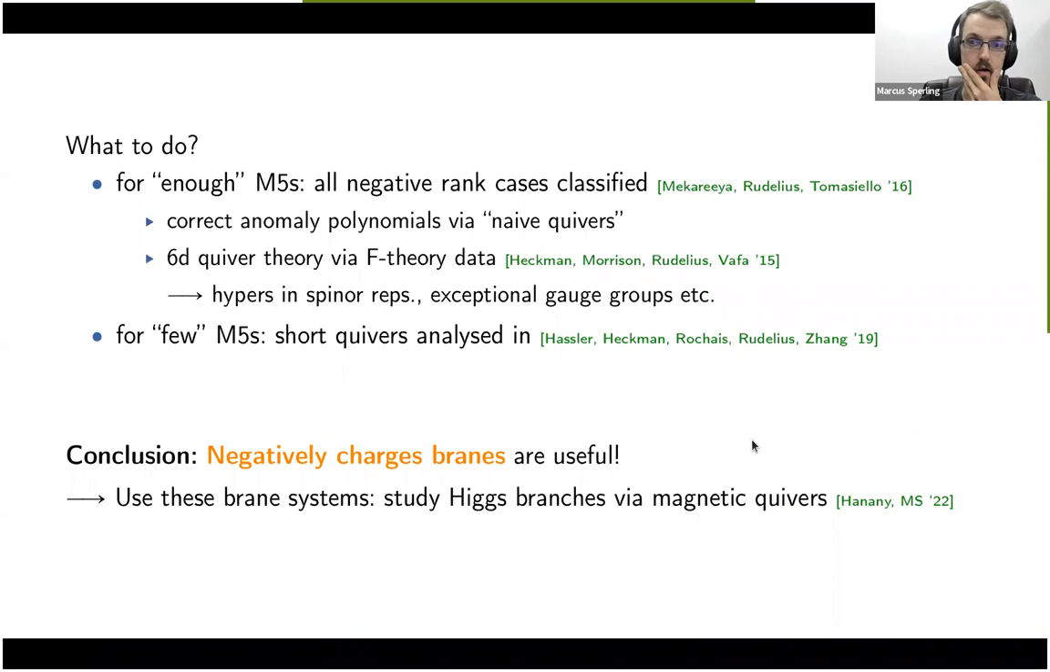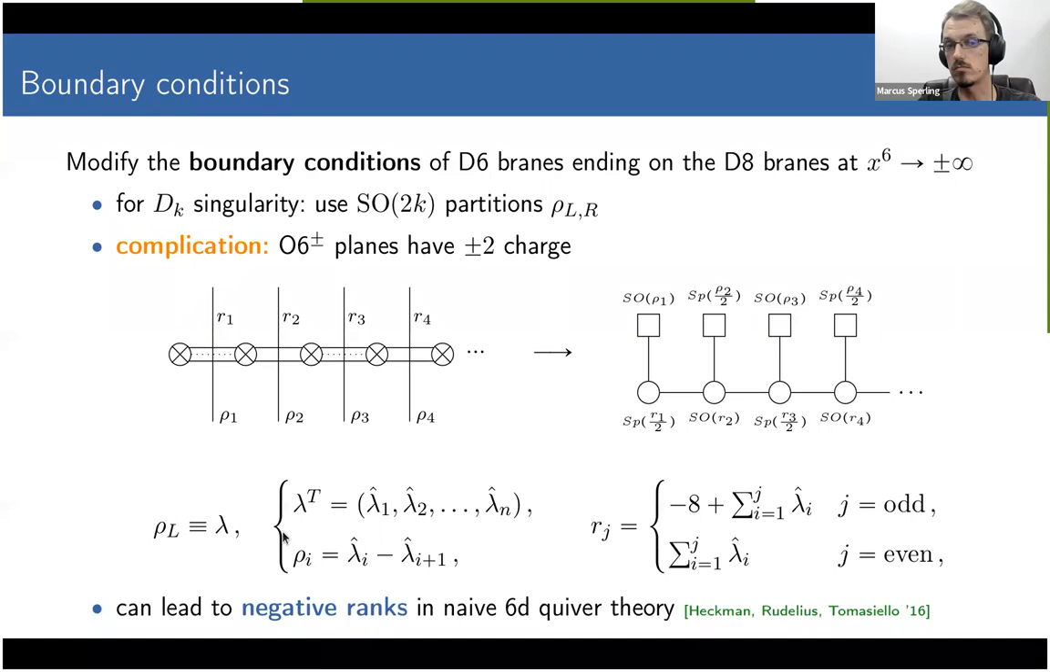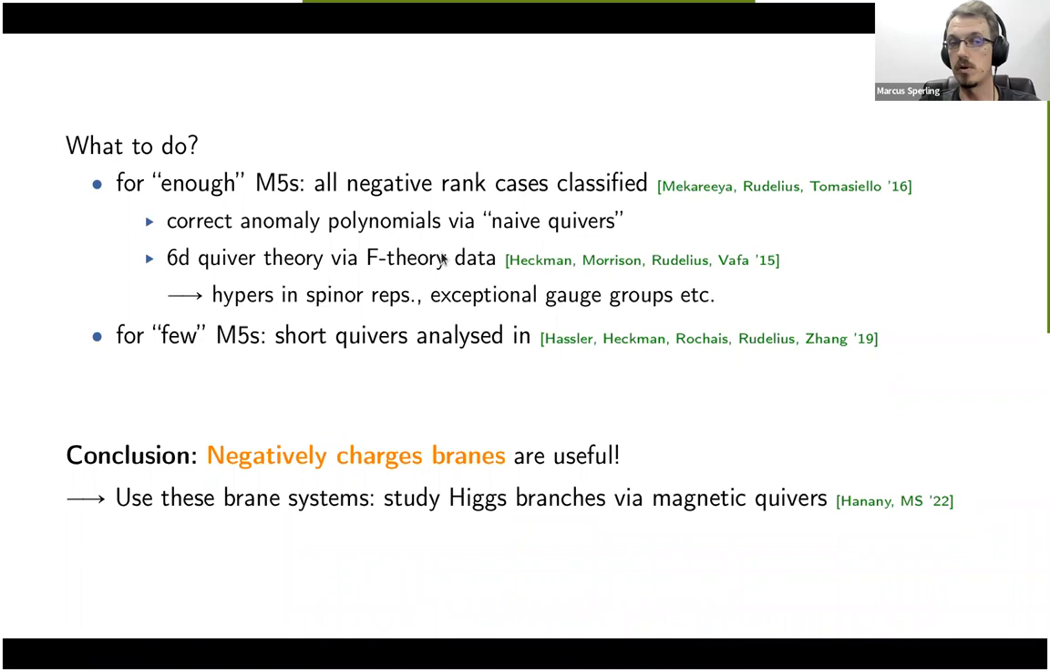There was a very nice paper by Dobadal, Alessandro, and Tom. What they did is they took the transpose partition, and then they classified all the possible cases that can come up, basically just determined by this condition here. They combined the naive quiver, meaning you just compute the negative ranks, with the proper six-dimensional low energy description by the F-theory data. And they showed that by just using these negative ranks, you can still compute the anomaly polynomial correctly.